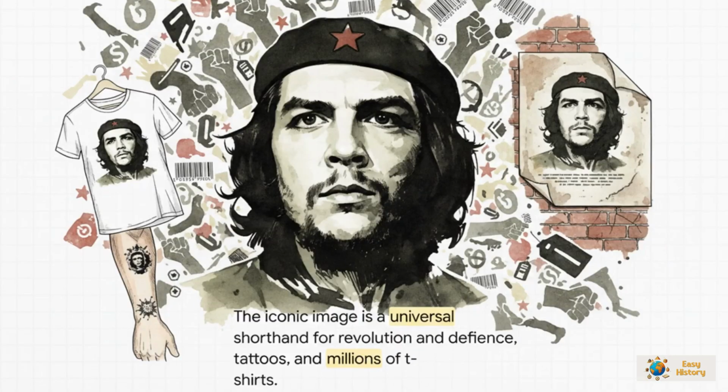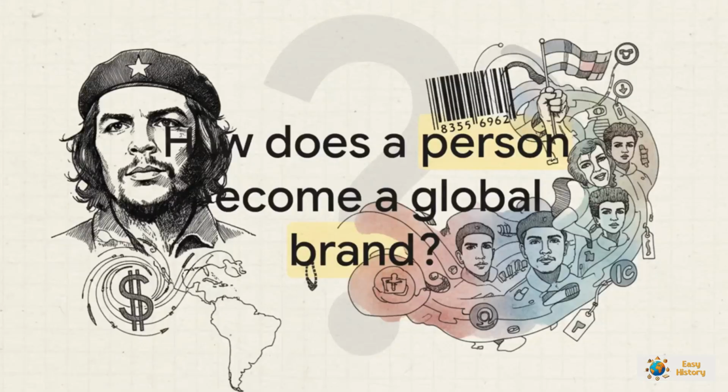Oh yeah, you know this image. It's on posters in dorm rooms, tattooed on arms, and printed on millions and millions of t-shirts. I mean, it's become this universal shorthand for rebellion, revolution, and defiance, right? But it makes you wonder, right? How does a real person, Ernesto Guevara, morph into Che, this global brand? How do you become a commercial product?